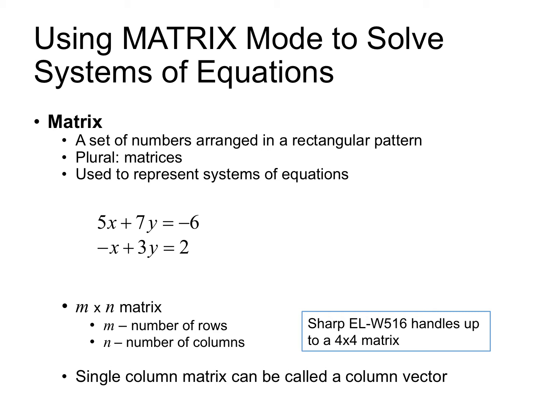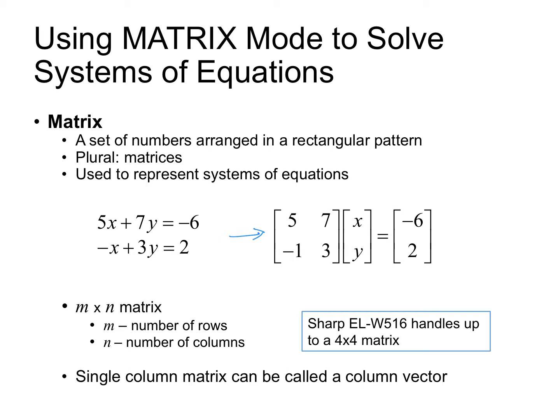So for example, the system of equations 5x plus 7y equals -6 and -x plus 3y equals 2 would look like this in matrix form. So comparing the system of equations on the left to the matrix form on the right, you can see that that first matrix, that arrangement of numbers in a rectangular pattern of 5, 7, -1, and 3, lines up with the coefficients on our variables in our two equations.